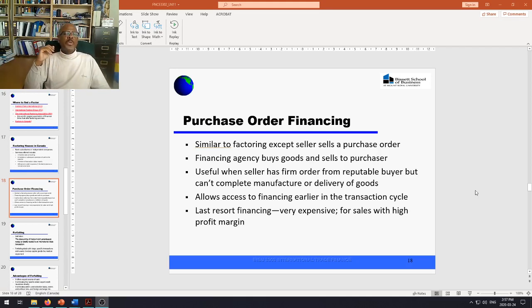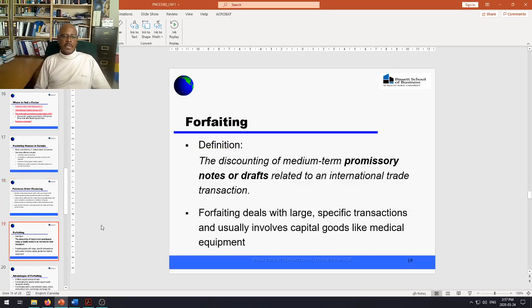And now we can move to medium-term financing, and very similar to factoring again, one of the most popular methods for medium-term financing is forfeiting.